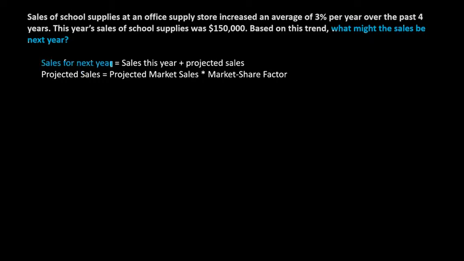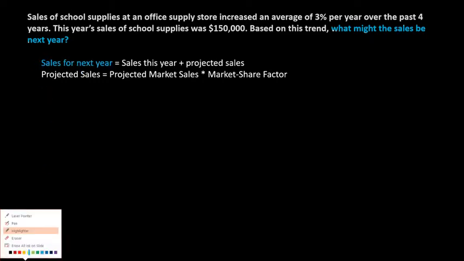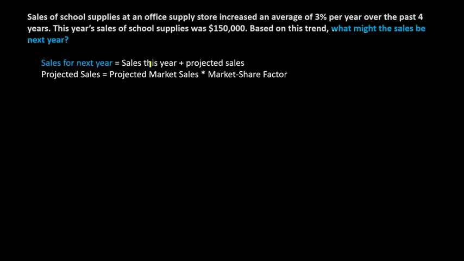So we're trying to figure out sales for next year. Again, sales for next year is equal to sales this year plus projected sales. We know our sales this year were $150,000, but we have to figure out our projected sales. Projected sales is just saying either the unit number or the dollar number of growth that we expect on top of our current sales. So in other words, if we made $150,000 and we think we're going to grow 3%, well then what's 3% of $150,000?